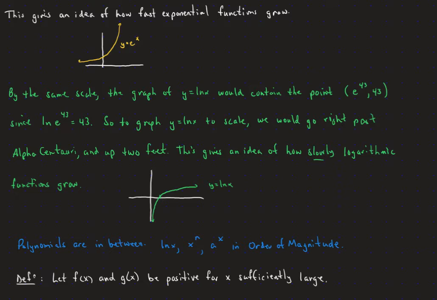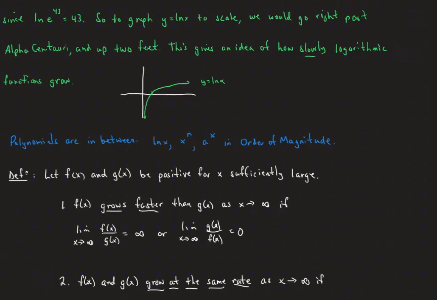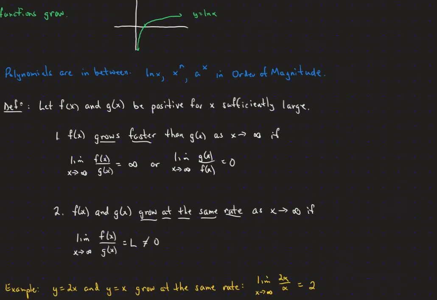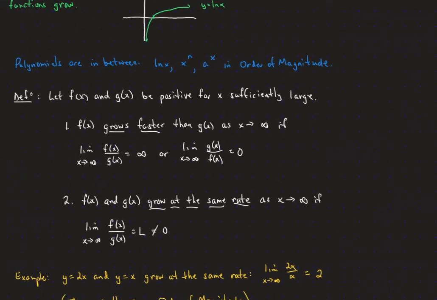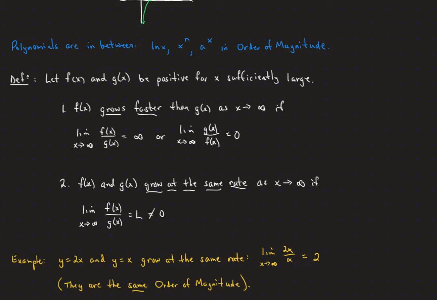So those are the standards. e to the x, or an exponential, are the highest order of magnitude functions, and logarithms are the lowest. They're the slowest growing functions, and polynomials fall somewhere in between. So in our order of magnitude, logarithms are the slowest, polynomials are in the middle, and exponentials are at the top of the food chain.